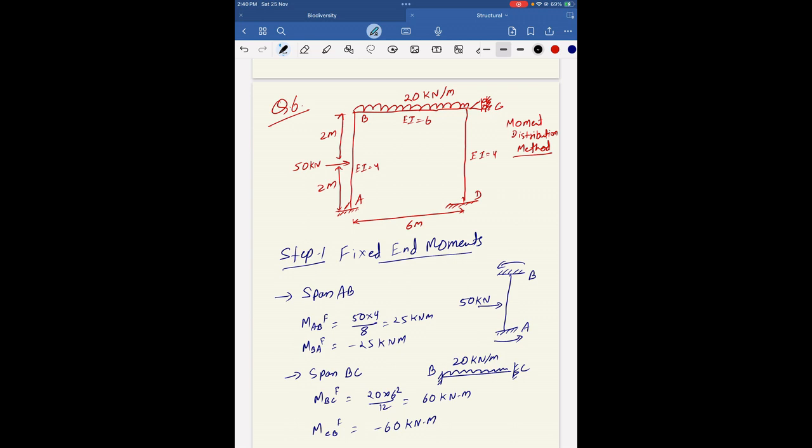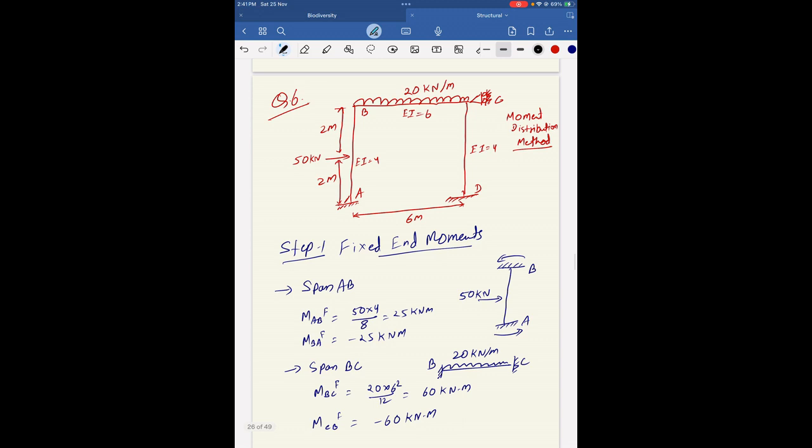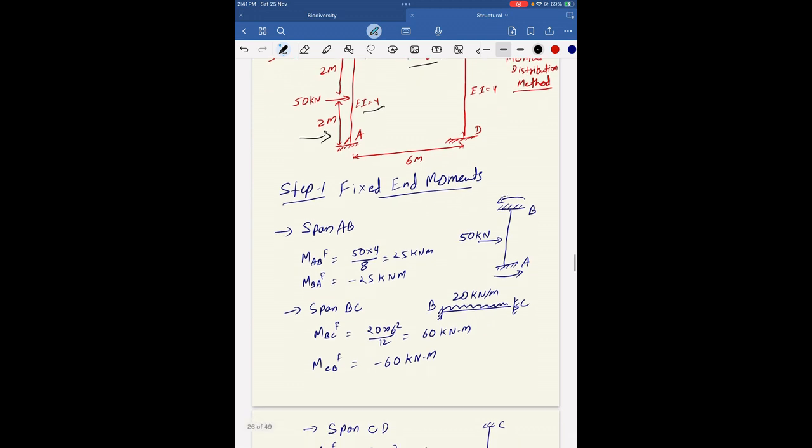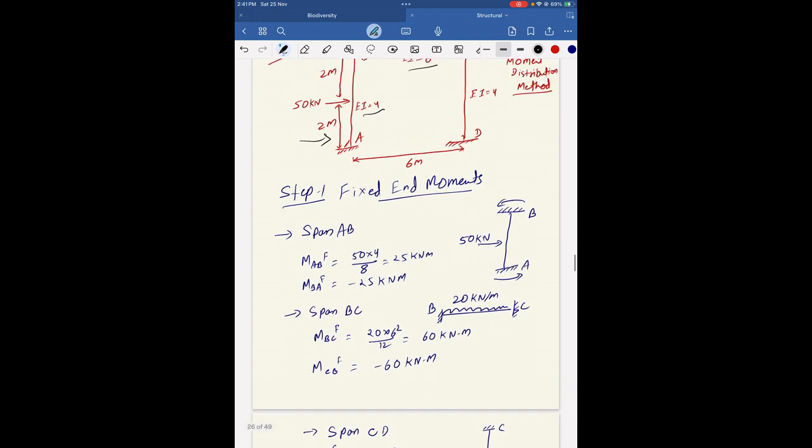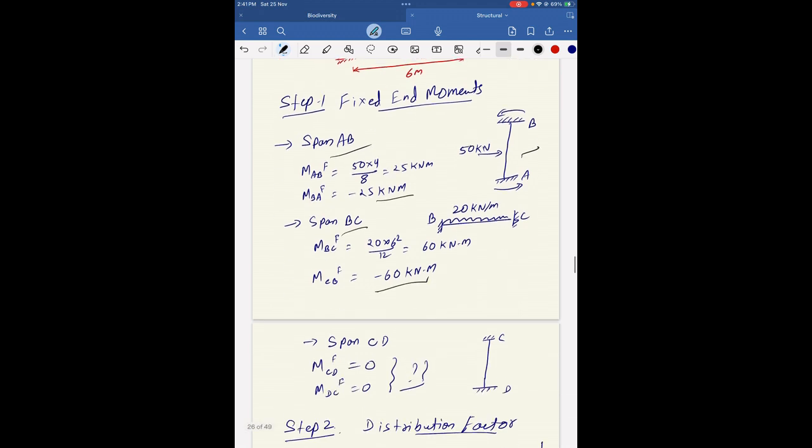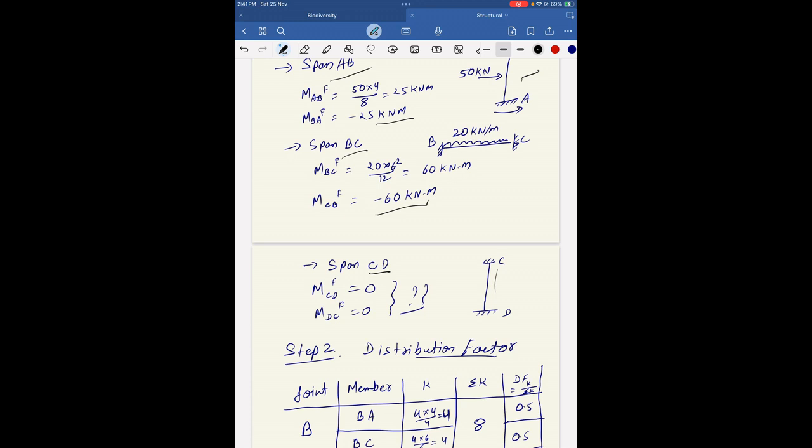And now we will see the frame analysis. So it is the frame where D is fixed support, A is pin support, uniformly distributed load applied at the top, EI is constant, 50 kN force applied in this direction at mid span of AB, and this is roller support. Similarly, here also we have to find the fixed end moment of all the spans. So AB like this, BC 60, 25. For span CD, no force is applied in this span, so the fixed end moment is 0.